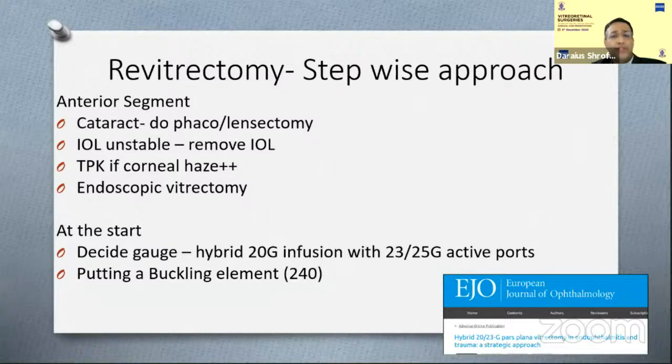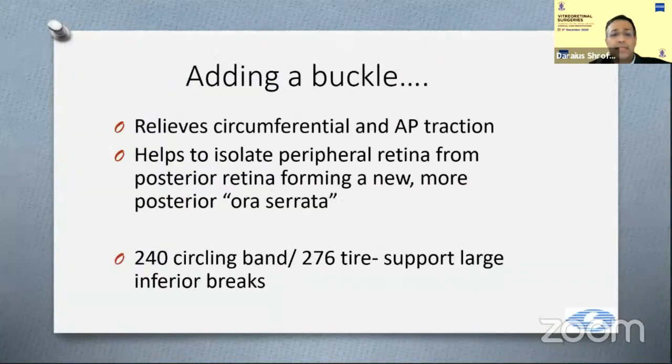If we talk about vitrectomy being done again, it must be done in a stepwise manner. For the anterior segment, if there's a cataract, please do a phaco or a lensectomy. If the IOL is unstable, remove the lens. At the start, you decide the gauge, and putting a buckling element is quite important in most of these cases. Why? Because buckling relieves the circumferential and AP traction. It isolates the peripheral retina from the posterior, forming a new ora serrata. And we normally use a 240 buckle, or a 276 tire if there are large inferior breaks.